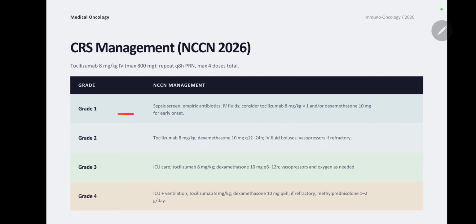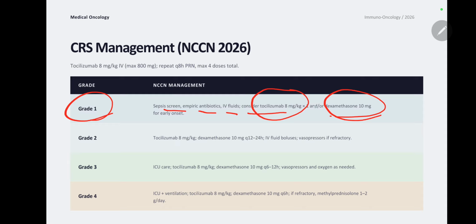If grade 1 is to be done, then sepsis screen, empirical antibiotic, IV fluid, and consider tocilizumab, which is an interleukin 6 inhibitor, or dexamethasone as per early onset. Grade 2: tocilizumab or dexamethasone, IV fluid, and vasopressin if refractory to these agents.